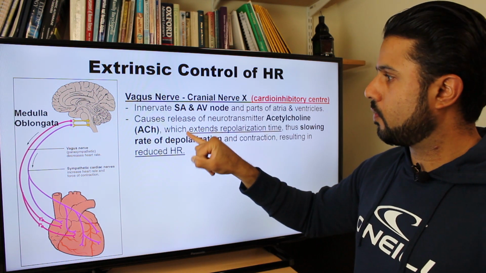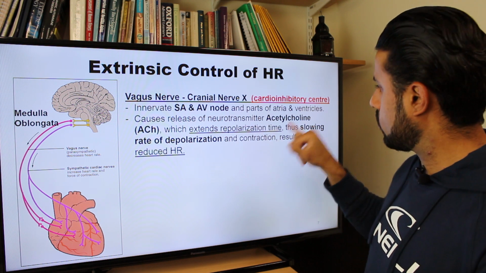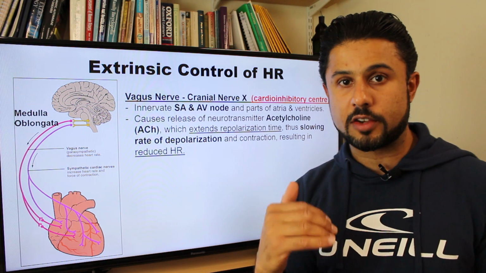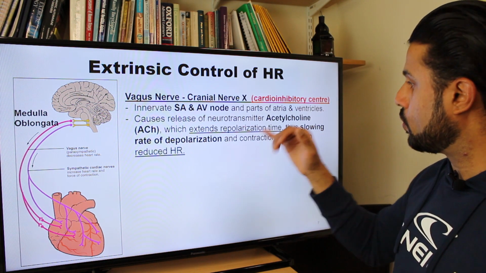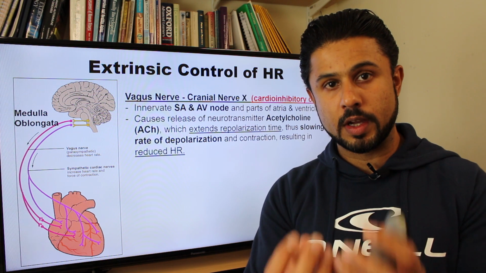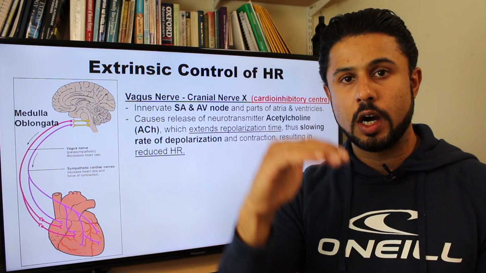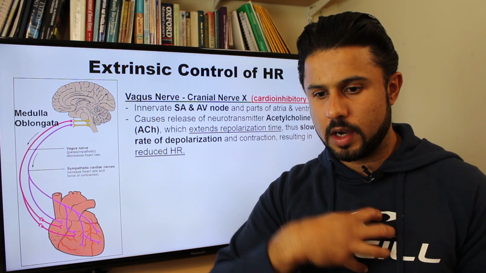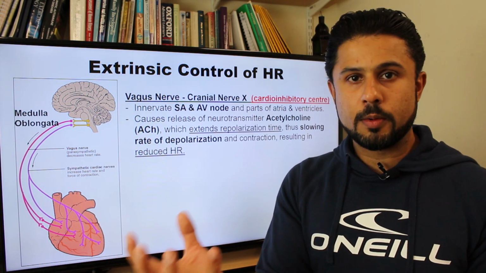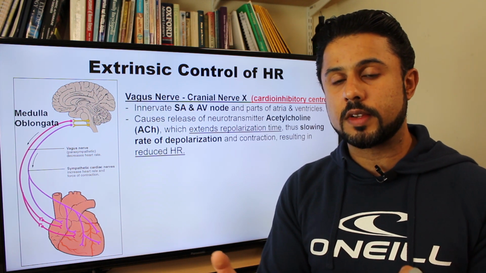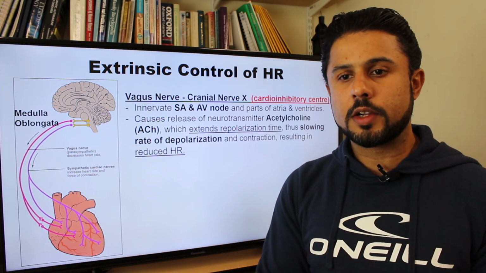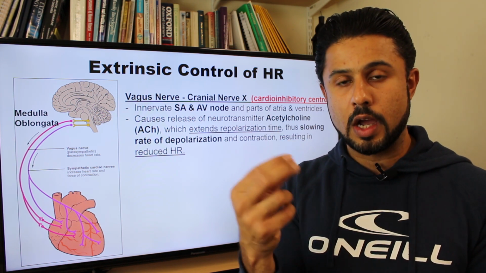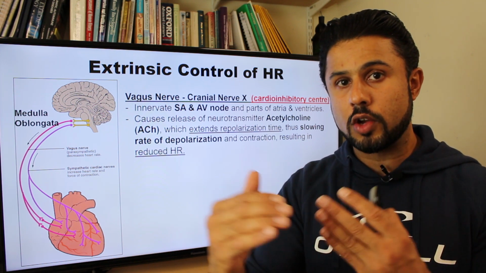So with the vagus nerve, by extending the repolarization time, you slow the rate of depolarization. So you have less action potentials, and that will reduce the contraction of the myocardium, and therefore your heart rate will reduce as well, and that's what will happen at rest. Now, if I was to take my heart out and put it onto a table, it would carry on beating at about 100 beats per minute, because the sinoatrial node is the pacemaker of the heart, and its intrinsic rhythm is around 100 beats per minute.